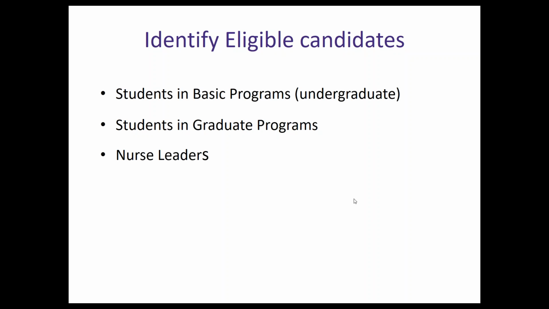So you'll have a relationship with people who aren't eligible. They might not ever be eligible. So once it comes time for you to step in for your role, one of the first things that you'll be doing is identifying eligible candidates. So the bylaws account for candidates in 3 areas: students in a basic program, which is defined as that undergraduate or equivalent, students in graduate programs, and nurse leaders.